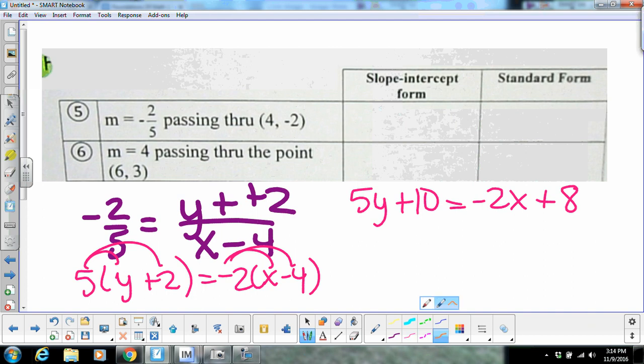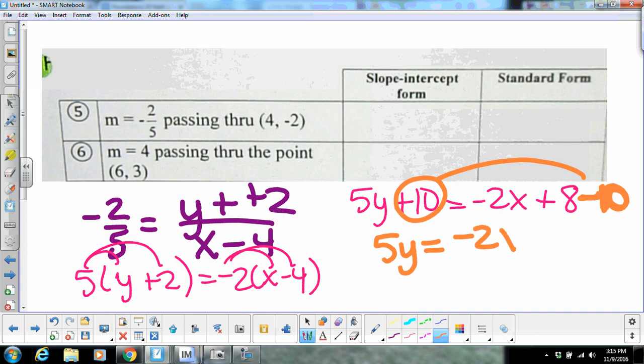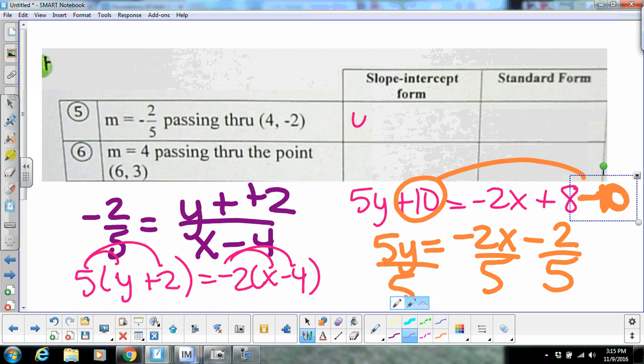In standard form, x and y are together on the same side. In slope-intercept form, you have y by itself. So I'm going to go ahead and do slope-intercept form. I'm going to pull my 10 over, and that's going to give me 5y equals negative 2x minus 2. Then I'm going to divide by 5, and it just gives me both as fractions, which is fine: y equals negative 2/5 x minus 2/5.